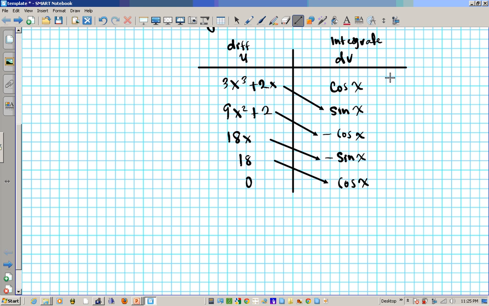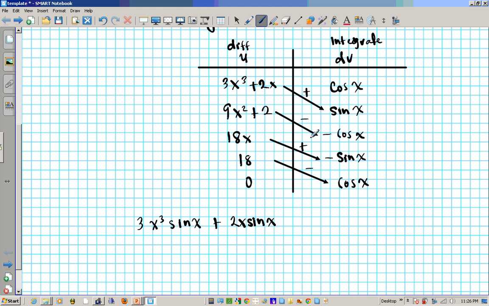Now for the sign considerations, please always start with a plus. You have a plus that will be multiplied with this, and a minus which will be multiplied with that, a plus multiplied with that, and then a minus that will be multiplied with that. Let's multiply them together and find out what our result is going to be. If I distribute sine x into that, I'm going to have 3x to the third sine x plus 2x sine x.